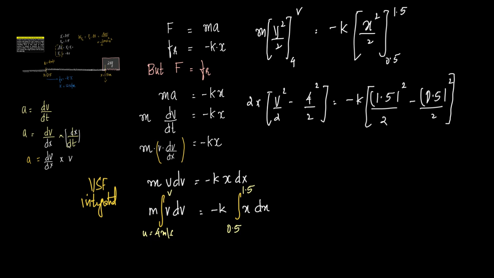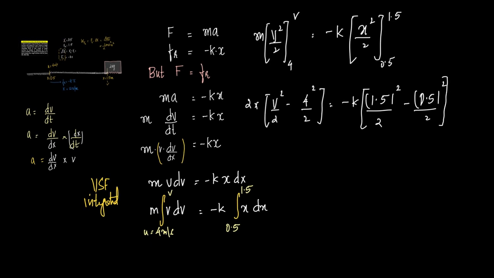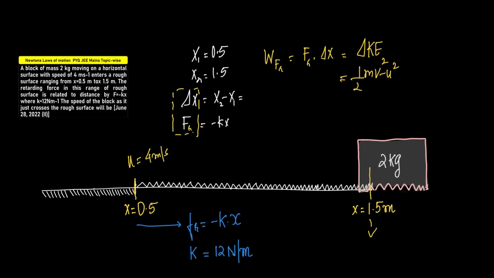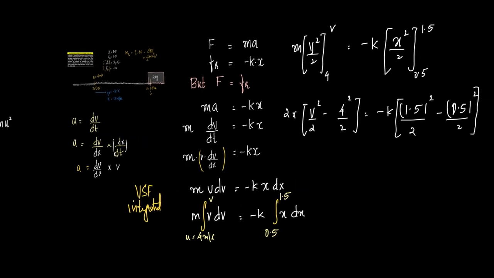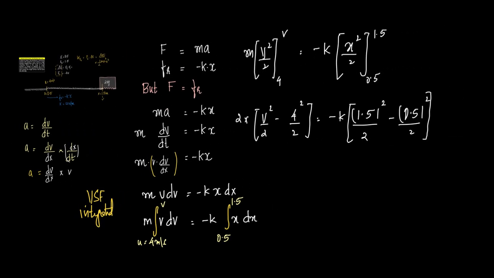Okay, so what is the value of k? The value of k is given to us as 12 Newton per meter. Which means if we do the further calculation, what we get is 2 into v square by 2 minus, okay, I'm not going to cancel the 2 here, let it be there. So 16 by 2 is equal to minus k into 1.5 square minus 0.5 square.